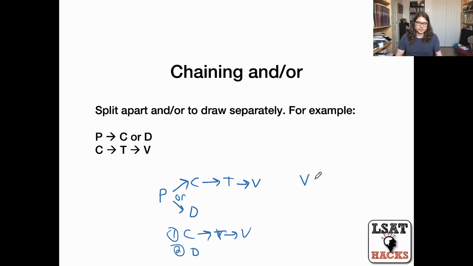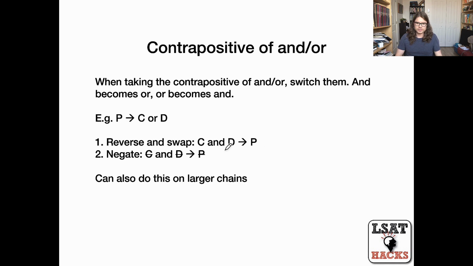And you can also take the contrapositive of something like this. So you reverse the whole thing. Actually, hold on. Yeah, better start here. With the contrapositive and or, you switch them. So and becomes or, or becomes and. So if you have a pet, you have a cat or a dog, you reverse it and swap the or to and. So if you have a cat and dog, you have a pet, but then negate it. So what this really means is, I'll just do it in one go. If you have a pet, you have a cat or a dog. So it doesn't matter how big these chains are, you can always take the contrapositive.